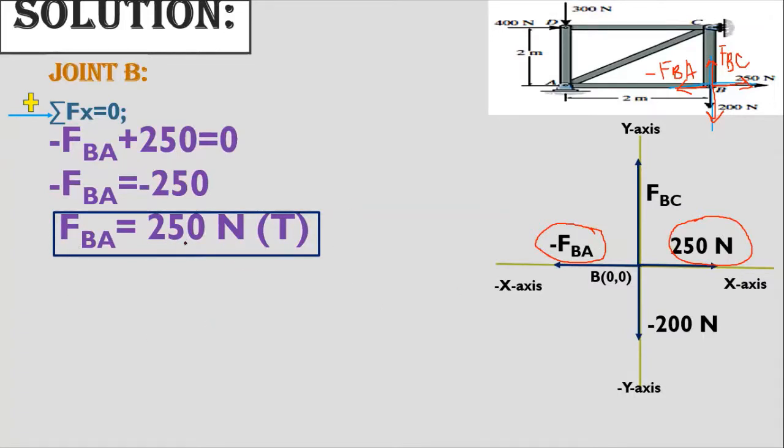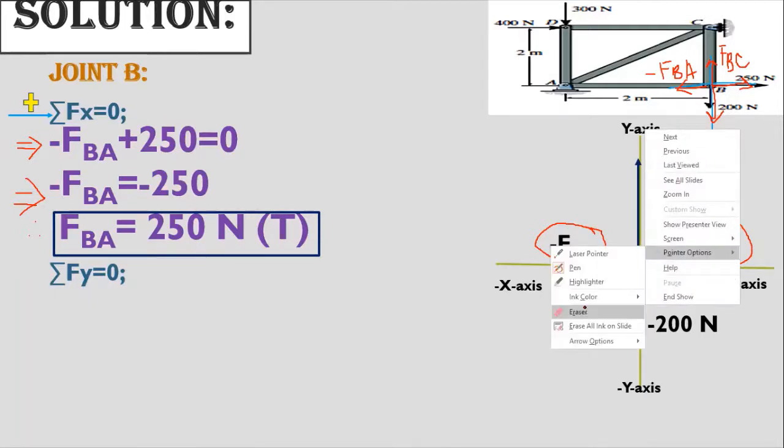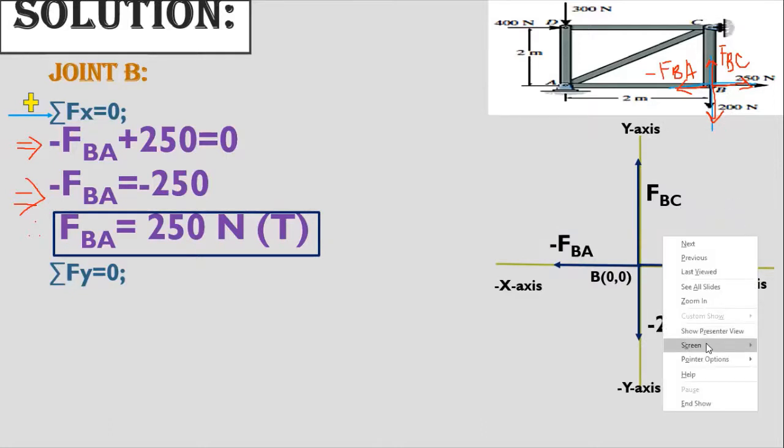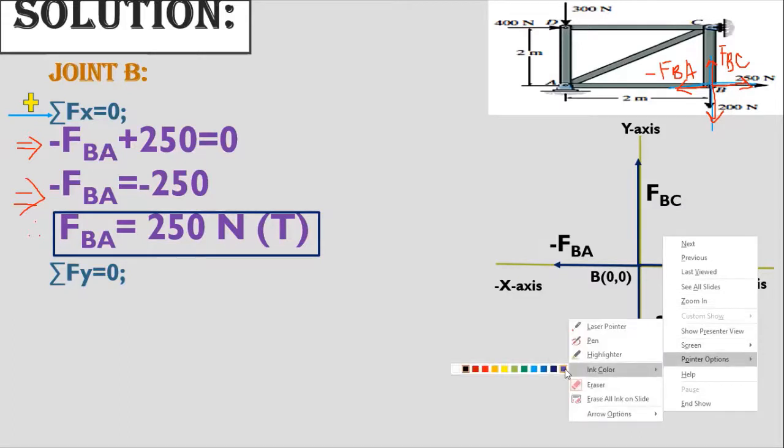So now we are moving towards, this is the way to solve truss problems. Now we are going to sum up the vertical forces. How can we sum up vertical forces? So how many forces are vertical here? Now let me show you. For example, I am going to rub it, and I am going to take another color marker selection.